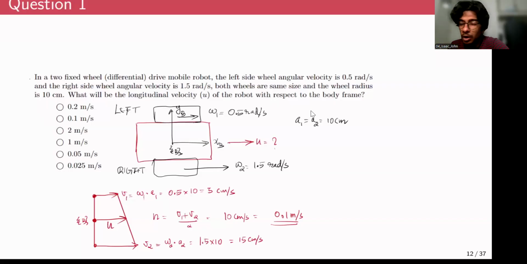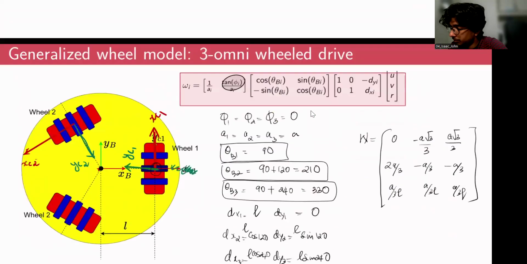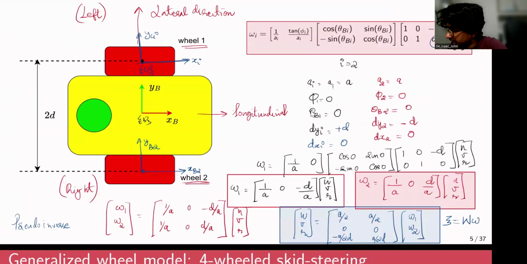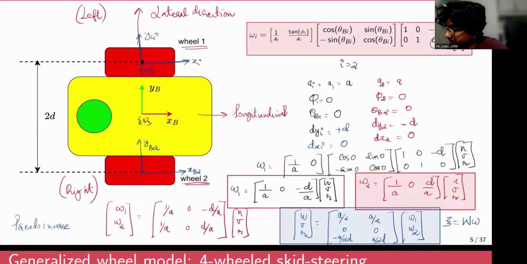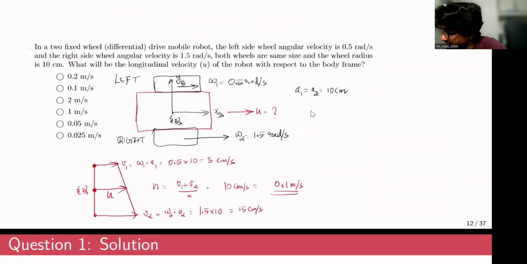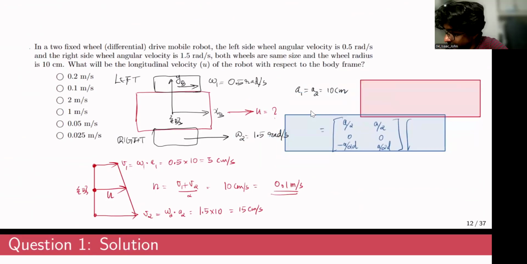This is one method, or you can go back to the case of the wheel configuration matrix of a differential wheel drive. As you can see, the wheel configuration matrix of a differential wheel drive is given by this matrix. So I'll just copy this. If I copy this and paste it over here, we'll go with the traditional way. So I'll just erase these unwanted bits.